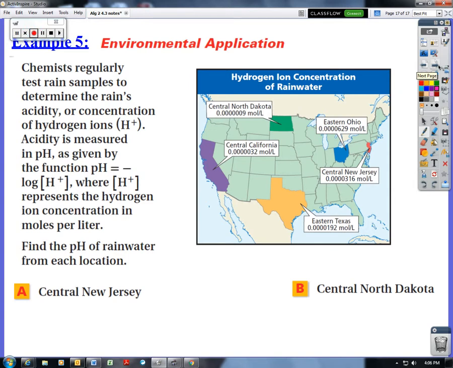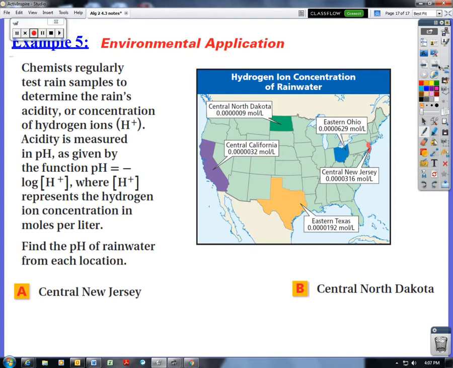Okay. Environmental. So this is our last one. This one's actually really fun. And if you guys are in any chemistry classes, you will probably use this equation. Chemists regularly test rain samples to determine the acidity of the rain. And it's based on the concentration of hydrogen ions, the H+. Acidity is measured in pH from like 0 to 14. And if you study that, you know that 7 is neutral. And I believe the low ones are acidic, the high ones are basic.